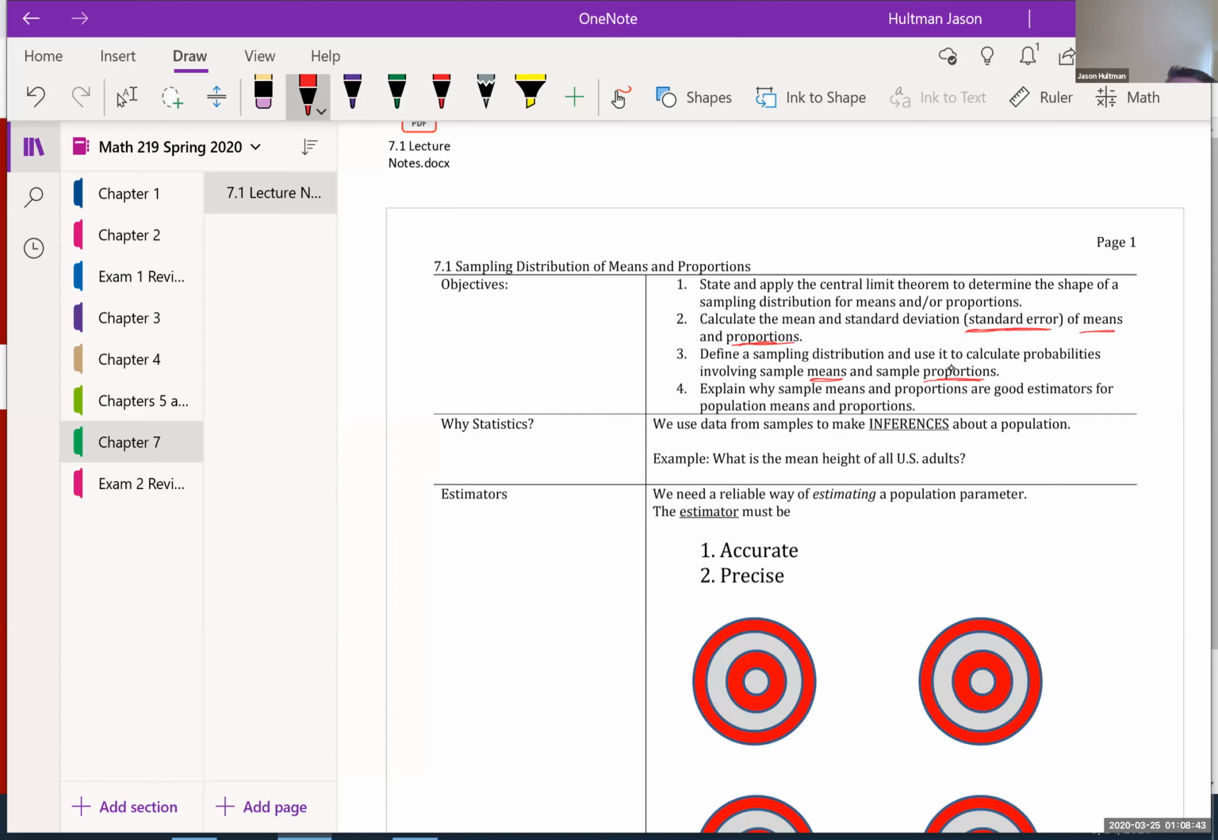Explain why the sample means and the proportions are good estimators for population means and population proportions. Why are sample means and sample proportions good estimators? So how does that work? Why statistics? We use data from samples to make inferences, or good guesses, about a population. It's kind of like a hypothesis, which is an educated guess.